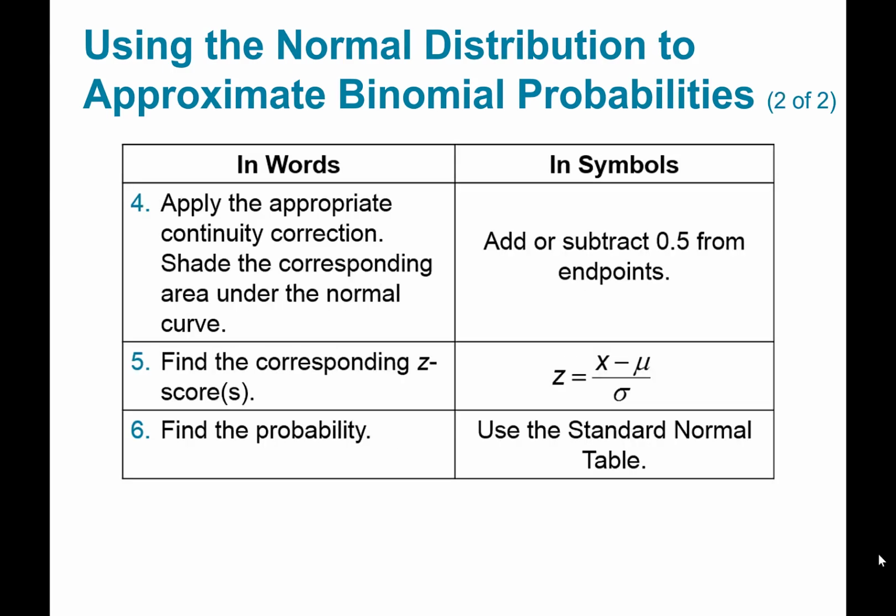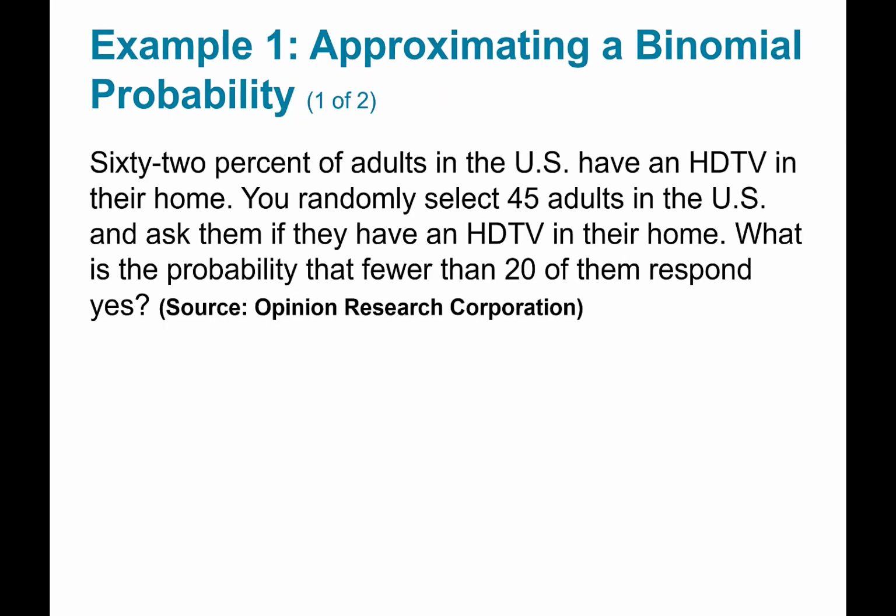Next, you want to get equality and then apply continuity correction. So to do that, you want to add or subtract 0.5 depending on if you have left hand, right hand, or both endpoints. And from here, shade your normal area. And then from there, it's the exact same stuff we did back in sections 6.2 and 6.3. So from there, you find your z-score, find the probability using your z-score table. And that's it. So let's look at one of these all the way through.